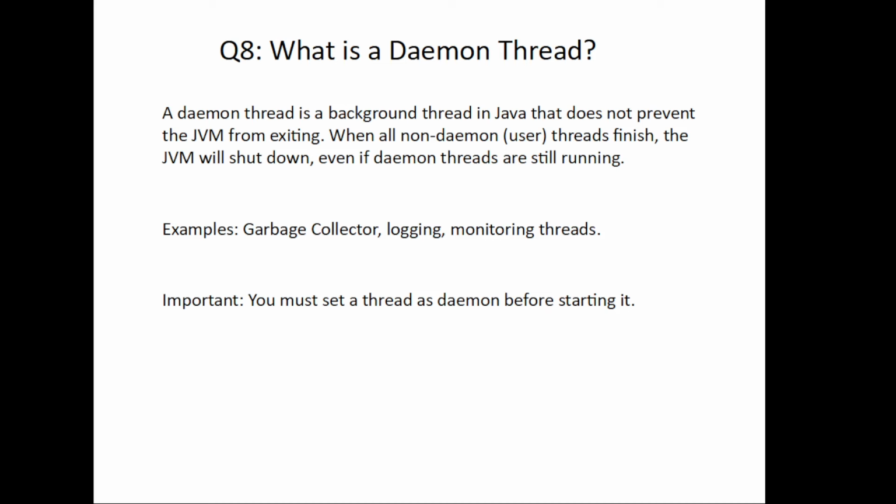So in Java, threads can be of two types, user threads and daemon threads. A daemon thread is a low priority background thread that runs behind the scenes like a helper. The JVM won't wait for daemon threads to finish. It exits as soon as all user threads are done.